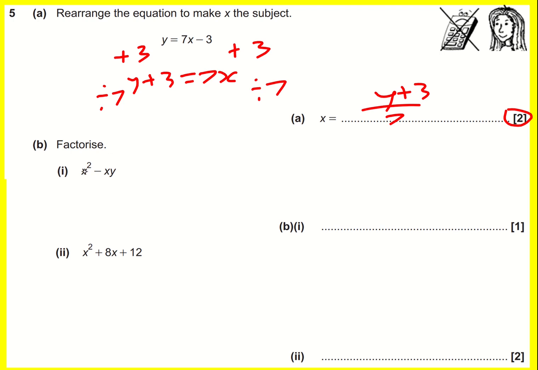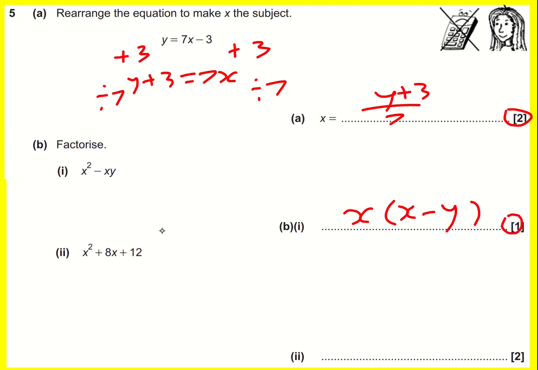Factorising. So this first one, we've got a common, so it's always good to look for common factors. And here we have a common factor of x. So that's what we're going to take out. And then we need to think, what do I multiply by x to give me x squared? Well, that's going to be x. And what do I multiply by x to give me minus xy? That's going to be minus y.